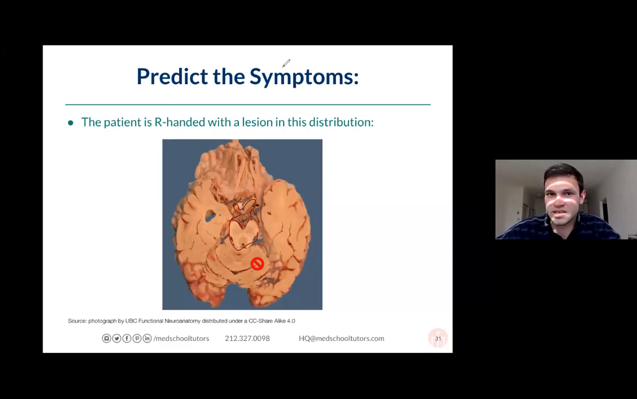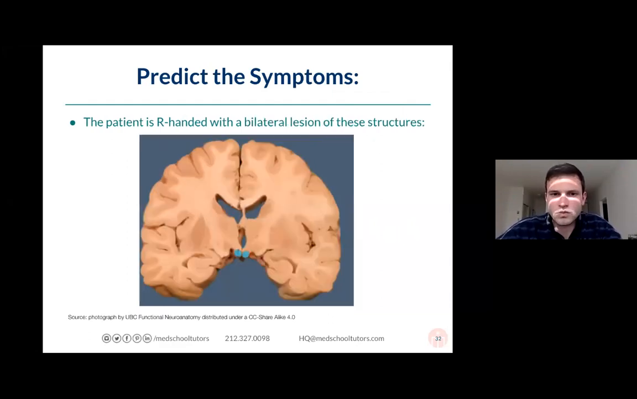You wouldn't ever see a test like that. But these are the olfactory bulbs. We're looking at the underside of this brain. Again, I think a really mean test question author could do this. Okay, patient is right-handed and has a bilateral lesion of these structures. Yeah, they're the mammillary bodies, great.